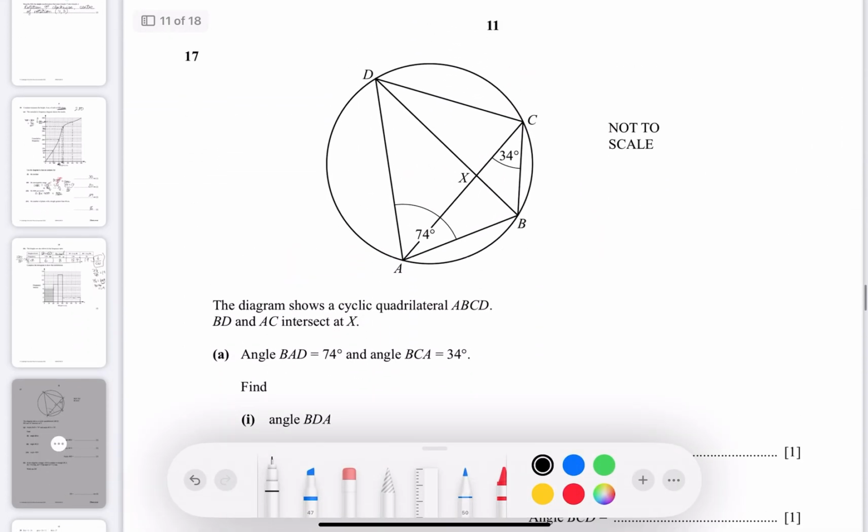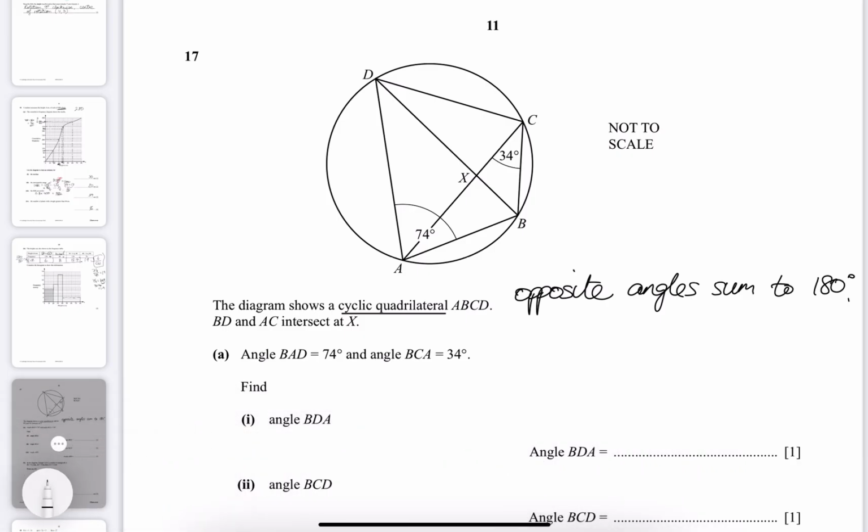Okay, now we move on to circles and circle theorems. So we have a cyclic quadrilateral. Instantly, this is another key fact that you should know: in any cyclic quadrilateral, opposite angles sum to 180 degrees. And BD and AC intersect at X. And they've given us these angles here on the diagram. Find angle BDA. So this angle here.